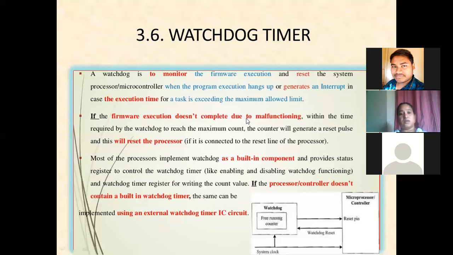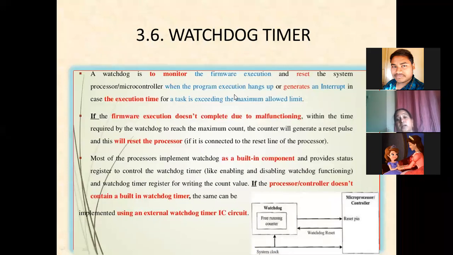Yes, ma'am. So a watchdog timer is used to monitor the firmware execution and reset the system processor when the program execution hangs up, or to generate an interrupt when the execution time for a task exceeds the maximum allowed limit. Most processors implement the watchdog timer as an inbuilt component and provide a status register to control it. Some processors may not have an inbuilt watchdog timer; at that time, it can be implemented using an external watchdog timer IC connected to the processor.